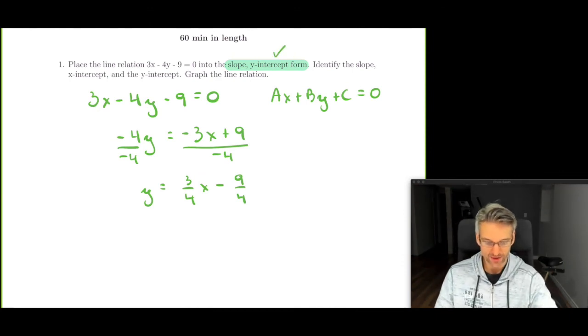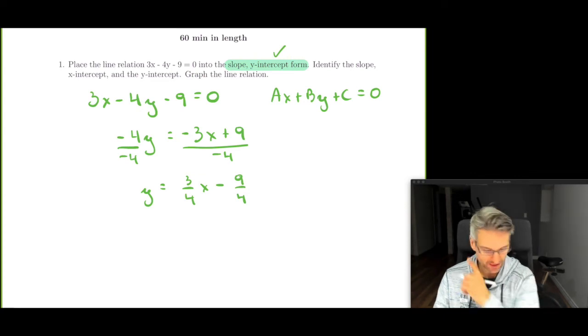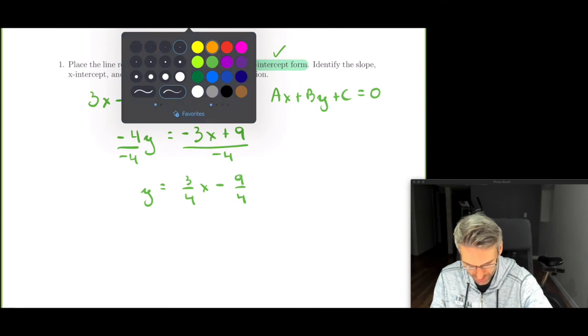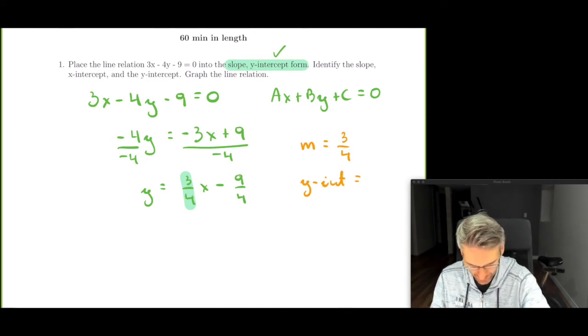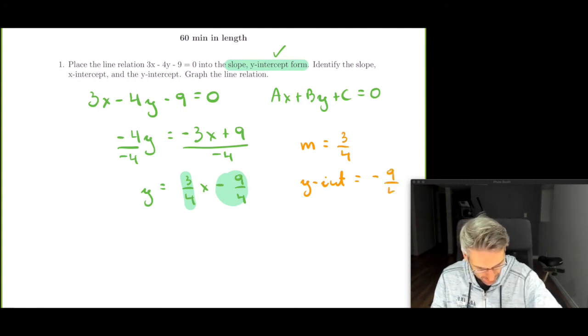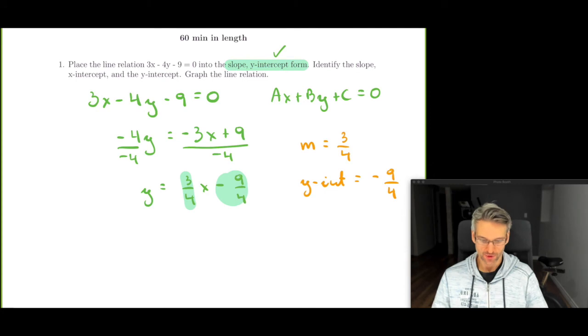The second part, they ask us to identify the slope, the x-intercept, and the y-intercept. So let's do that next. Well, finding the slope when you have it in this form is rather simple, because our slope is right here. And then finding our y-intercept, at least, is also simple, because our y-intercept is right here. Now don't forget the negative. So that would be negative 9 over 4. So those are the two things.